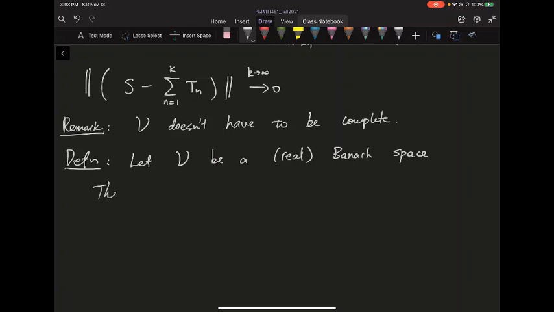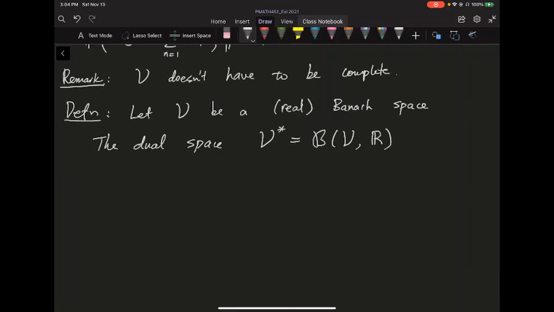Then the dual space is the following. I use the notation V star. That's essentially all the bounded operators from V, a Banach space, to R, the real line, which you equip with the usual distance, the absolute value of the difference. So this is called the dual space of this Banach space V.